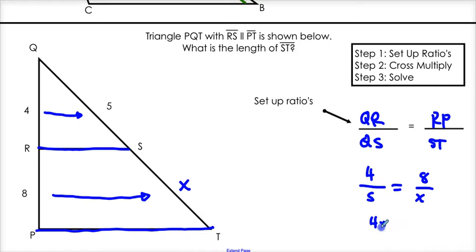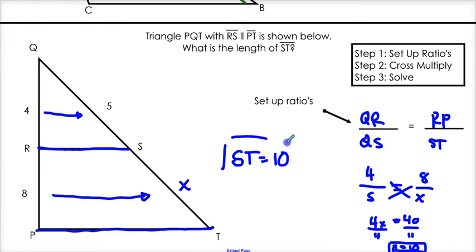We get 4x is equal to 40. And divide by 4 on both sides, and we get x is equal to 10. So to answer our question fully, ST, the length of ST, is 10. Now just to make a little more sense of this, 4 is to 5 is the same thing as 8 is to 10. That is our good proportion. That's double the proportion. So that's how you use it. It's just always across from each other. See how easier that makes that?